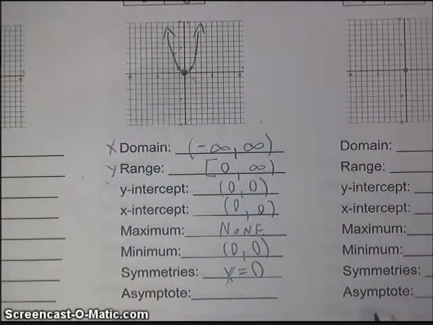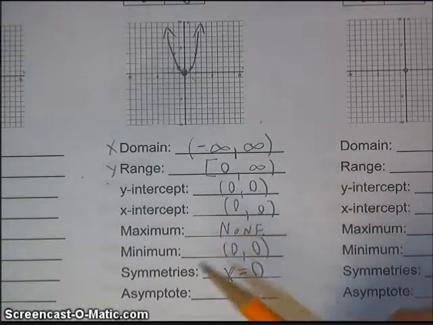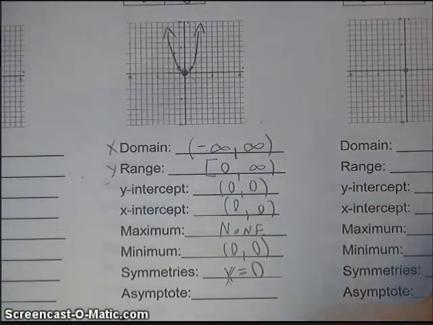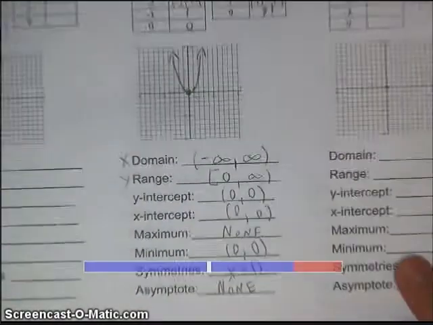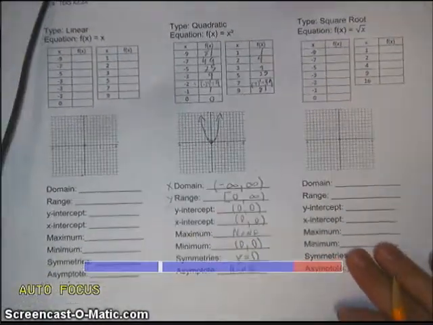And does this thing have an asymptote? Well, maybe you've never heard of an asymptote before. But an asymptote is basically a line that a function approaches but never quite reaches. We're going to show you one that does that. This one isn't one. This one has no asymptote. None. So that's how you do quadratics there.